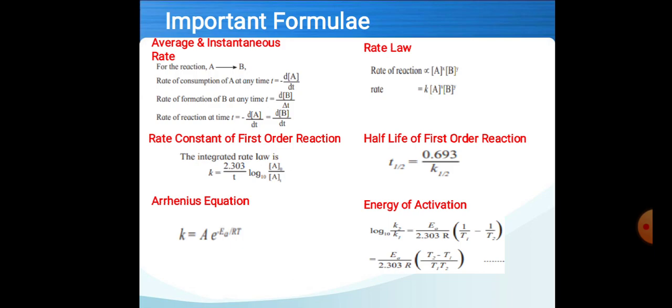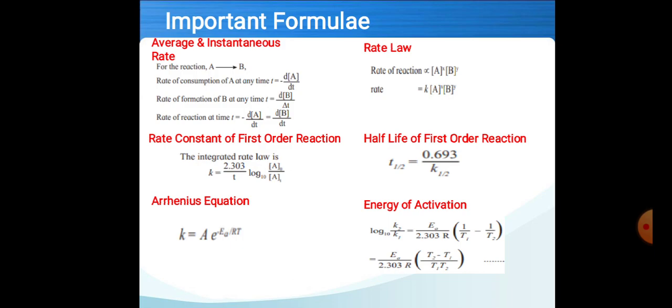The next, these are some important formulas. On the basis of these formulas, there will be questions in the examination. First is average and instantaneous rate. Let us consider the reaction A reactant gives product B.